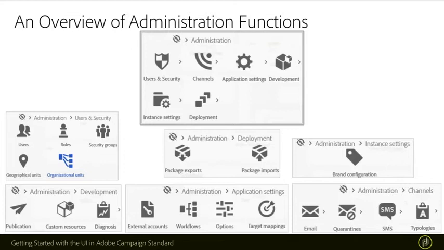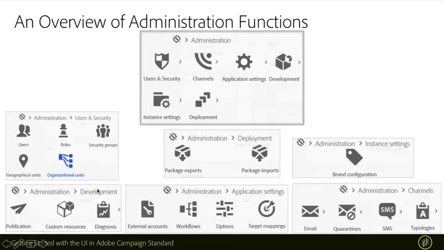As I see the top level here, I have users and security, channels, application settings, development, instance settings, and deployment. Drilling down on users and security, I can go manage the users who have access in my tool, the roles for those users. I can group them by security level privileges. I can also group them by geographical teams or by organizational units.